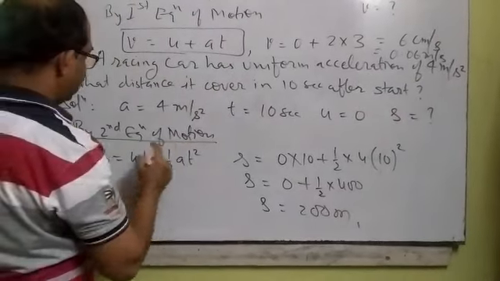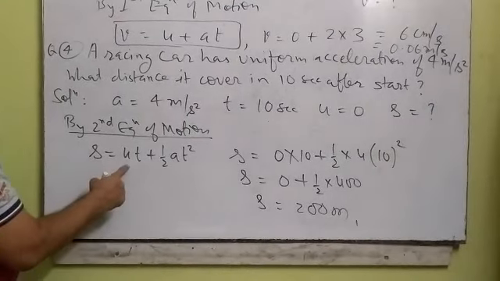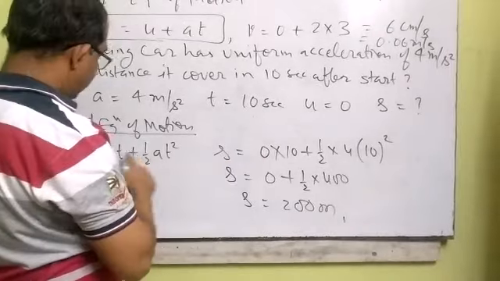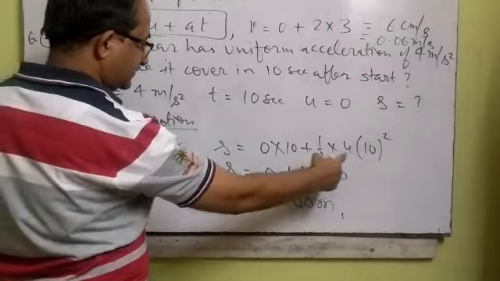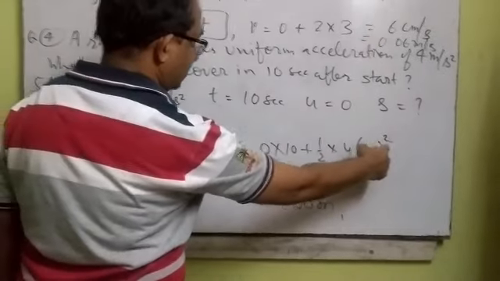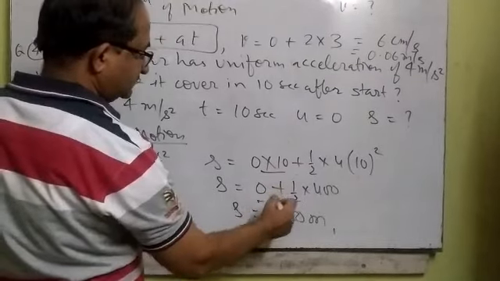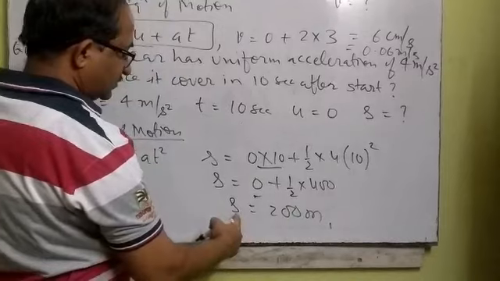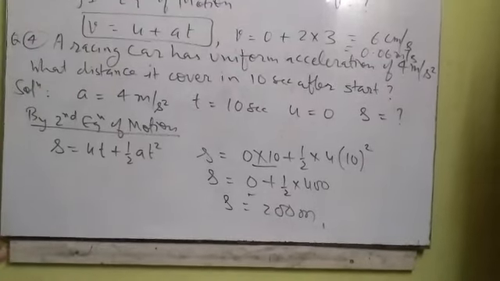This time for calculating s, we will apply the second equation of motion, which is s is equal to ut plus half at square. S is equal to, place the value of u as 0, t is 10, plus half, a is 4 and t square means 10 square. So s is equal to 0 into 10 is 0, then plus half into 400. So half of 400 is 200, so distance s is equal to 200 meters.